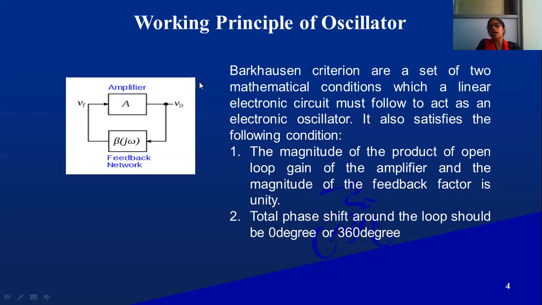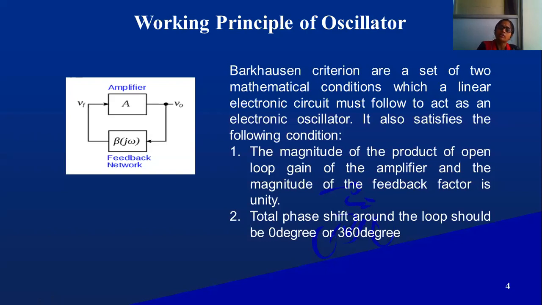Basically, in order to start with RC phase shift oscillator, first before going to deal with that, I need to talk about the working principle of oscillator. Basically, an oscillator works with positive feedback. It consists of an amplifier part and a feedback part. The amplifier part is designed by using a BJT here, and the feedback part is designed by using an RC combination. Therefore, this circuit is called an RC phase shift oscillator.